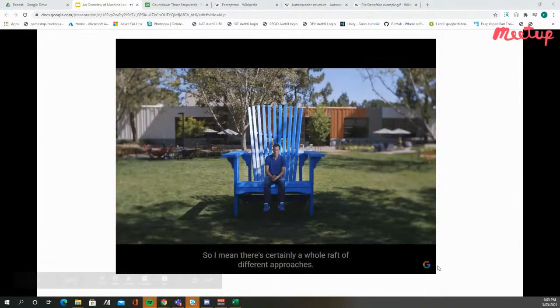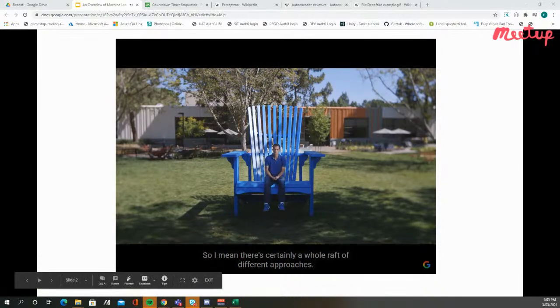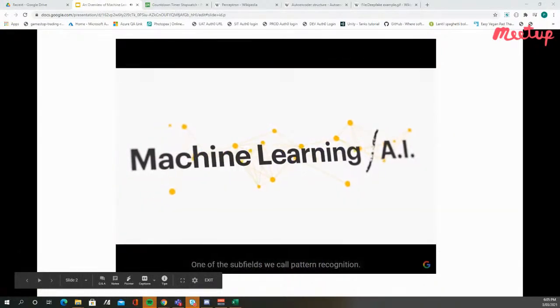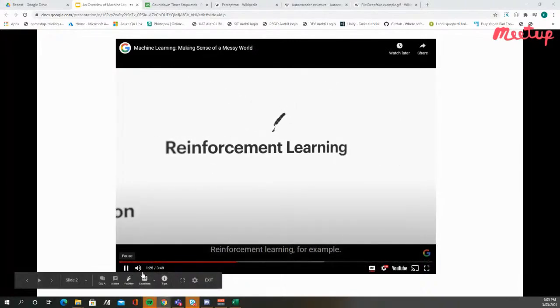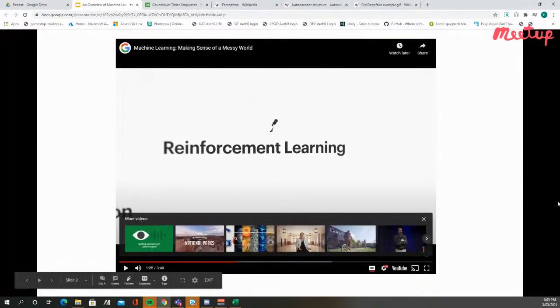Learning, I mean, there's certainly a whole raft of quite different approaches and techniques. One of the subfields is going to lead us to better pattern recognition systems. And in fact, a neural network is probably not one technique for everything. It's probably a bunch of different techniques and combinations of those techniques.